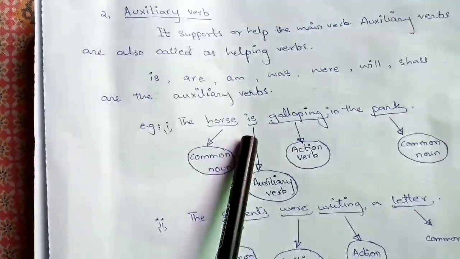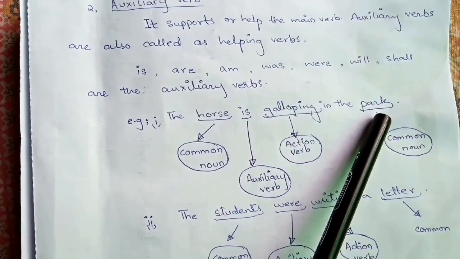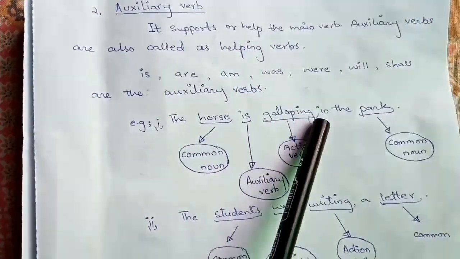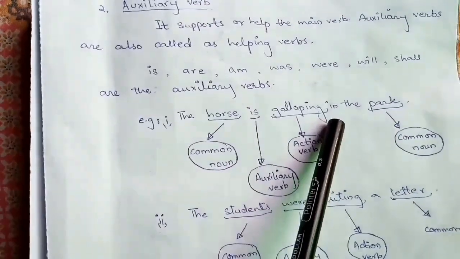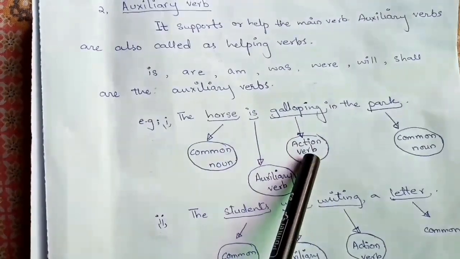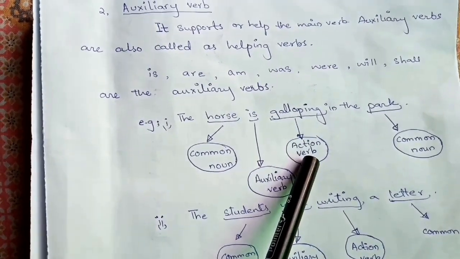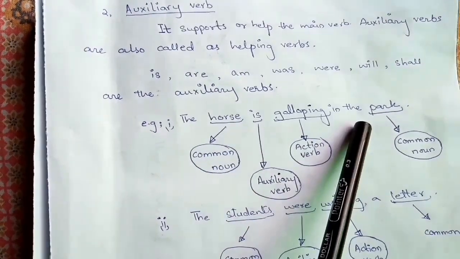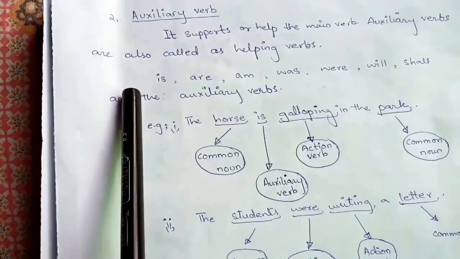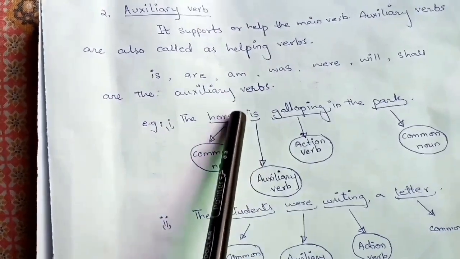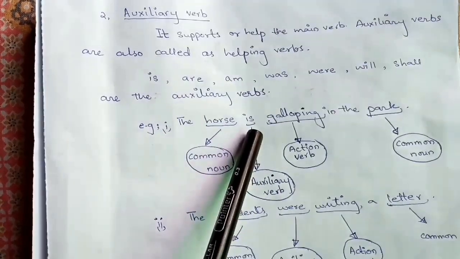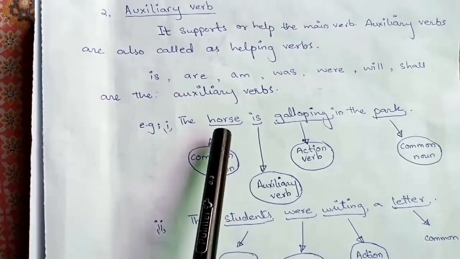Let's come to the example. The horse is galloping in the park. Galloping means jumping. In this sentence, the horse is doing an action. So, galloping will be the action verb, or the main verb. So what is the clue word in this sentence? Is. See over here, I have mentioned the clue word is. So is is present in this sentence. So this is the supporting word, or you can say the helping verb, or the auxiliary verb.